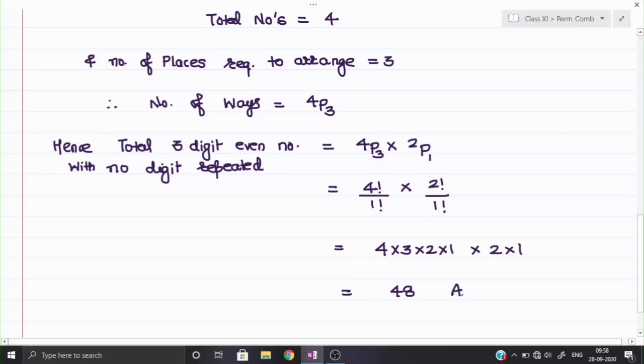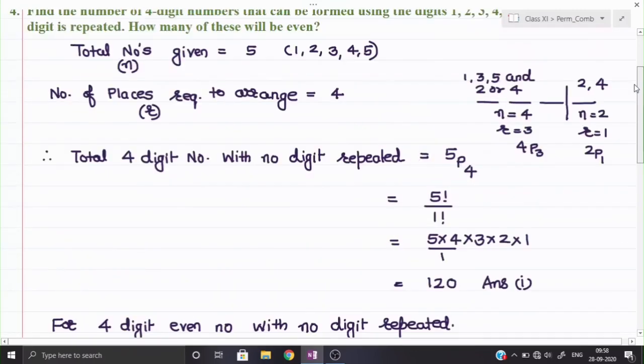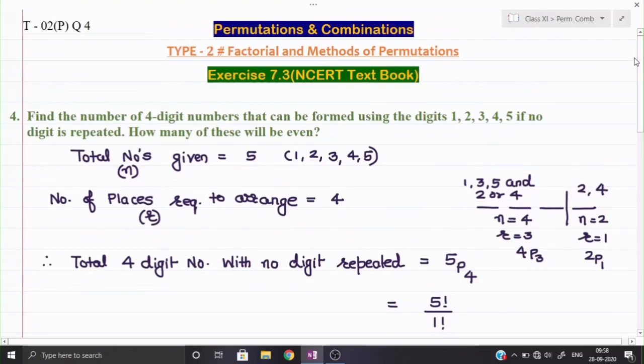Okay, so this completes question number 4. Now we have completed 3 questions and I think it is enough for the day. So next time when we start the questions, we shall start from question number 5. Okay, thank you.